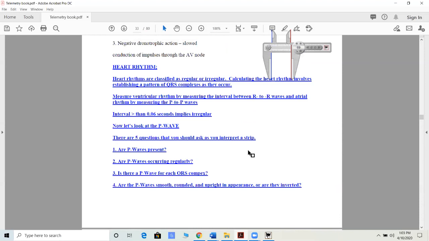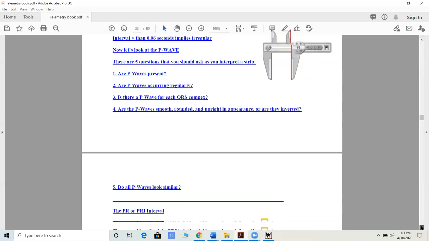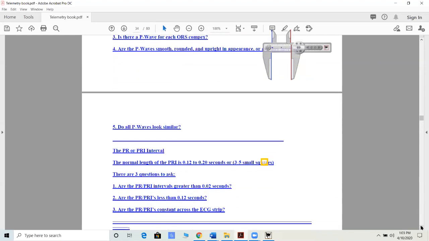So look at the atrial rhythm, measure that, see if it's regular. Look at the ventricular rhythm. Are there P waves present? Are there Q waves? Are there R waves? Take apart all of the intervals. Eventually, you're going to get to the point where you're able to look at a rhythm and count it without any measuring tools.